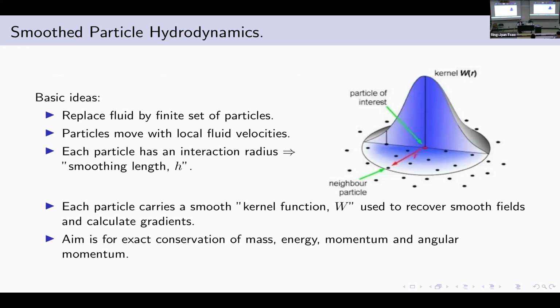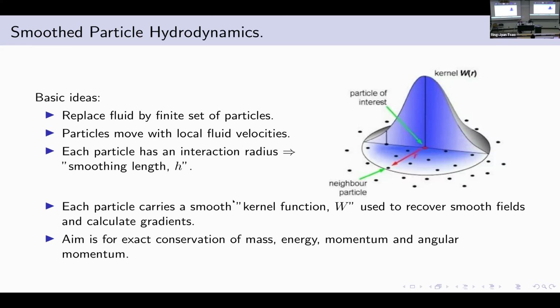So smooth particle hydrodynamics, what is that? Well, as I said, the basic idea is to replace the fluid by a finite set of particles, and each particle moves with local fluid velocities. And each particle has what we call an interaction radius, or the smoothing length, where it actually sees the effects of other particles within that radius.